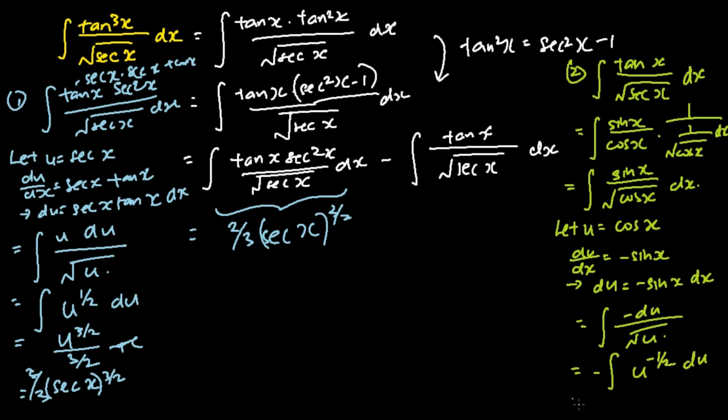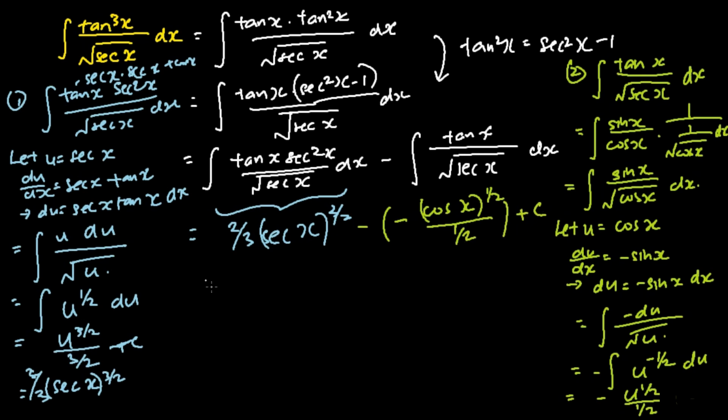I perform the integration, I will get negative u to the power half over half. Substituting u as cosine x, I will get the final answer, which is the negative of cosine x to the power half over half plus c.